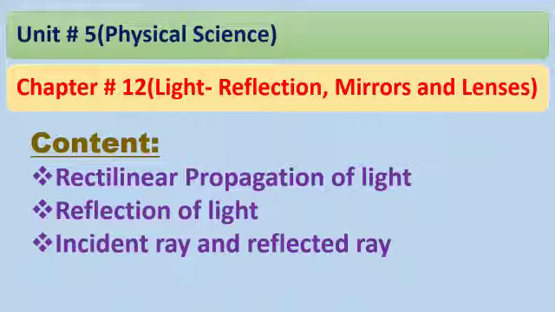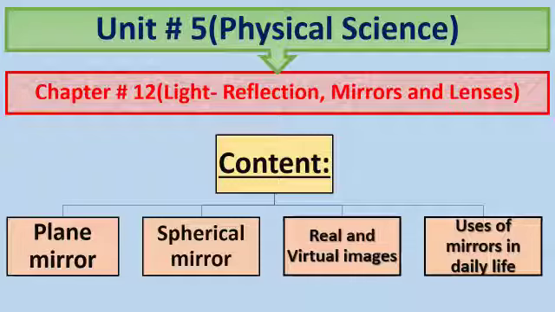In chapter number 12, we have also discussed plane mirrors and spherical mirrors. There are two types of spherical mirrors, convex mirror and concave mirror. Then we discussed real and virtual images. A real image is an image that can be taken on a screen, and a virtual image is an image that can't be taken on a screen. Then we discussed the uses of convex mirrors and concave mirrors in our daily life.